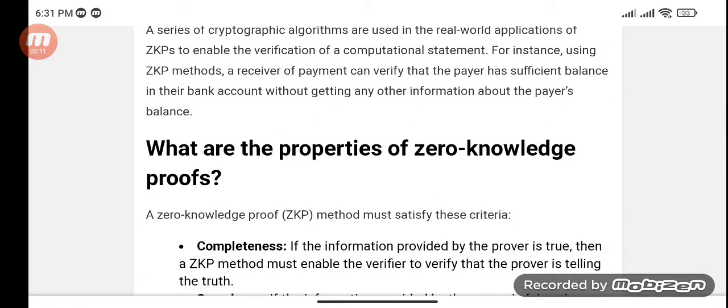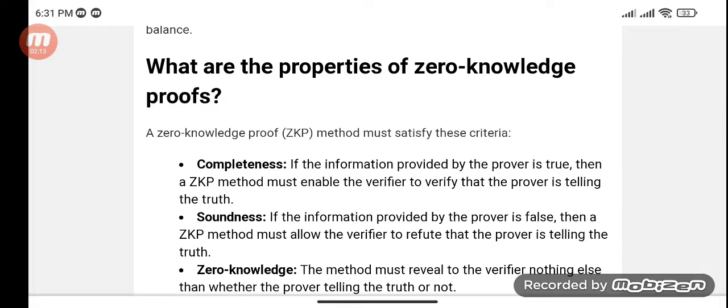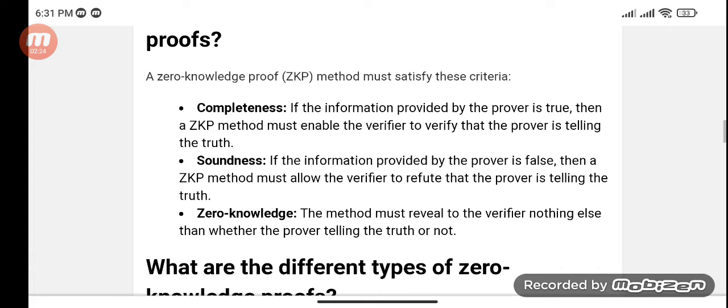What are the properties of zero knowledge proofs? Completeness. If the information provided by the prover is true, then a ZKP method must enable the verifier to verify that the prover is telling the truth.